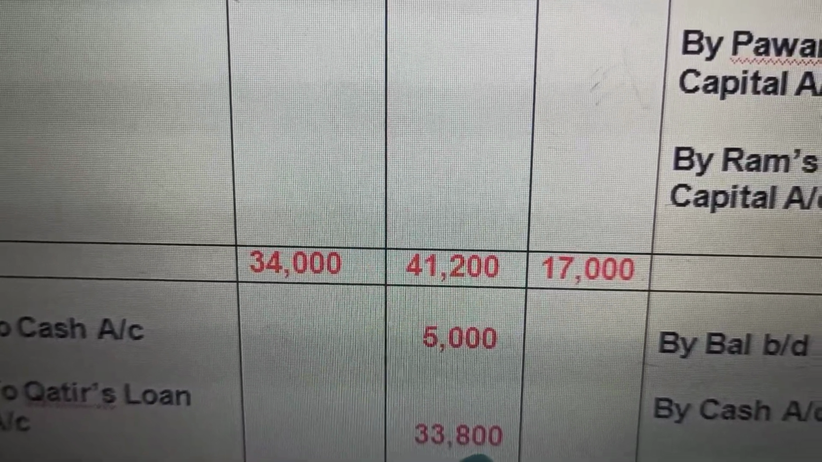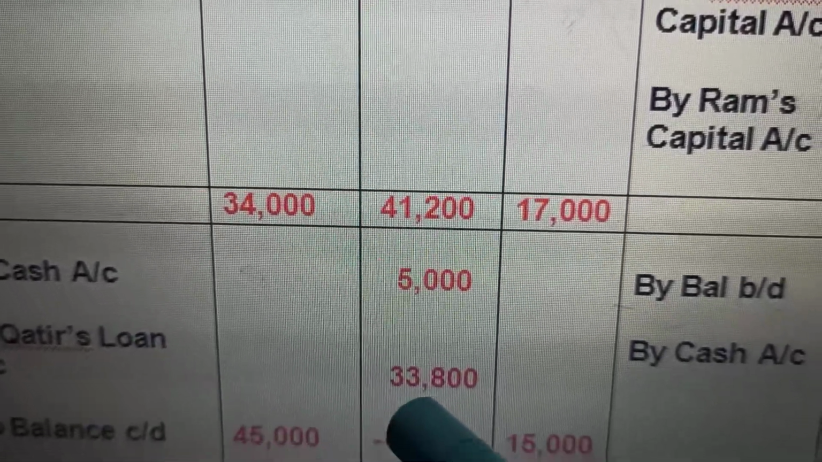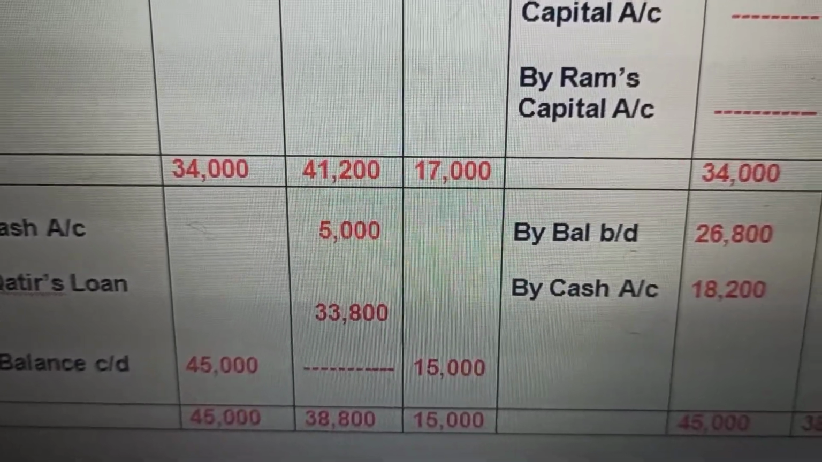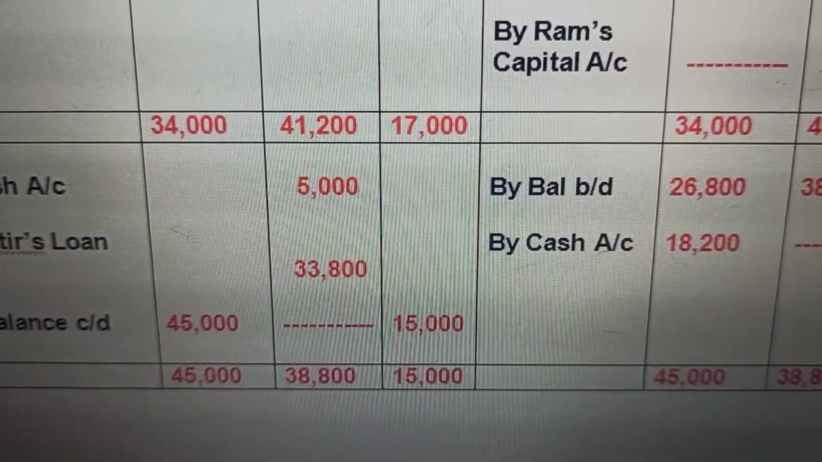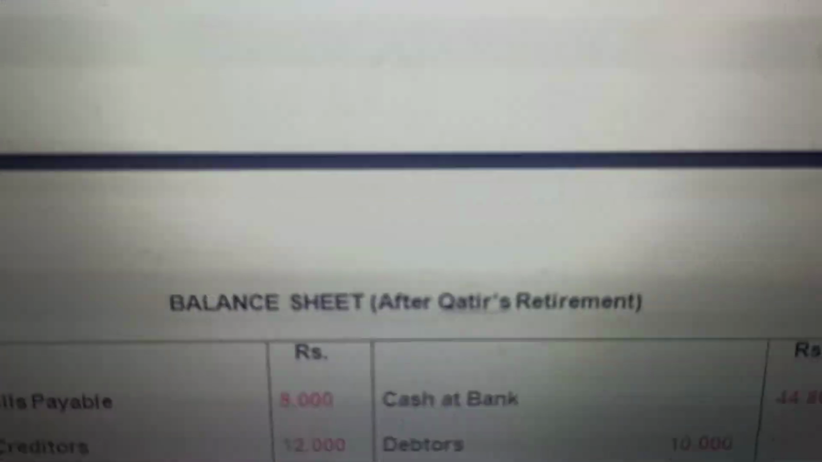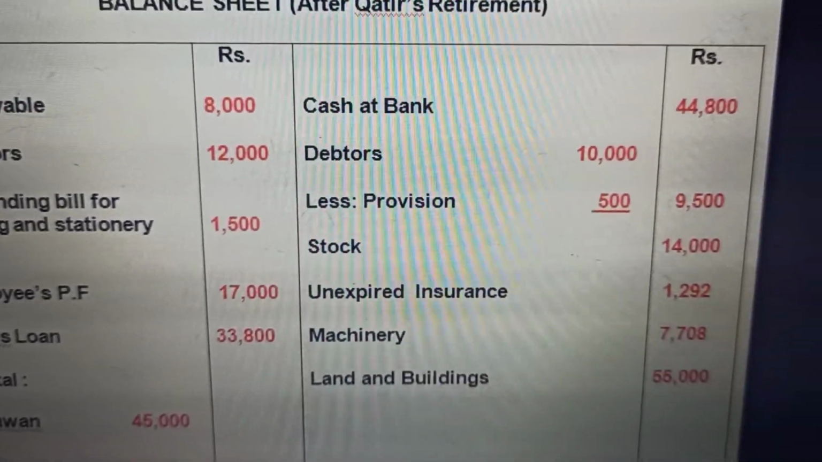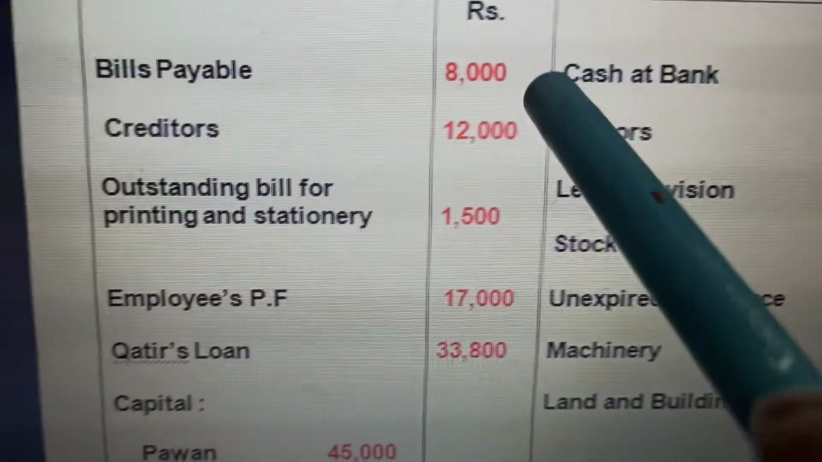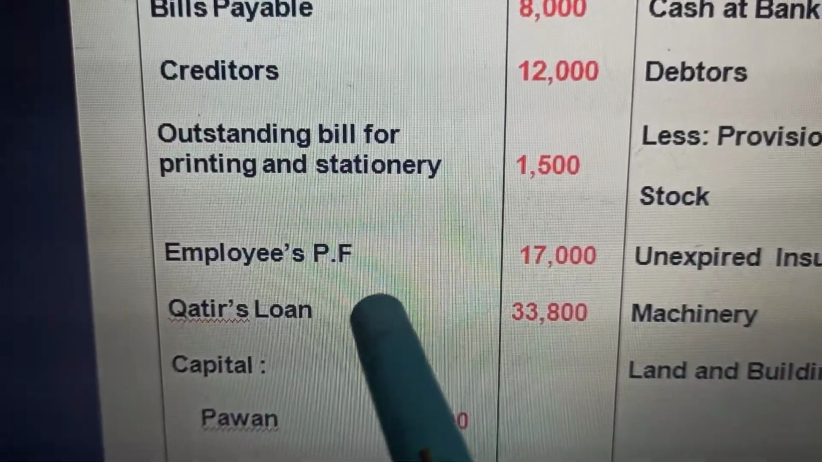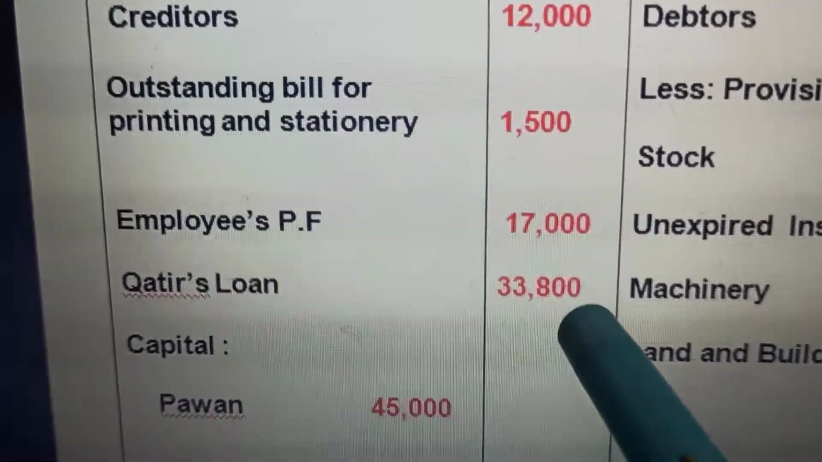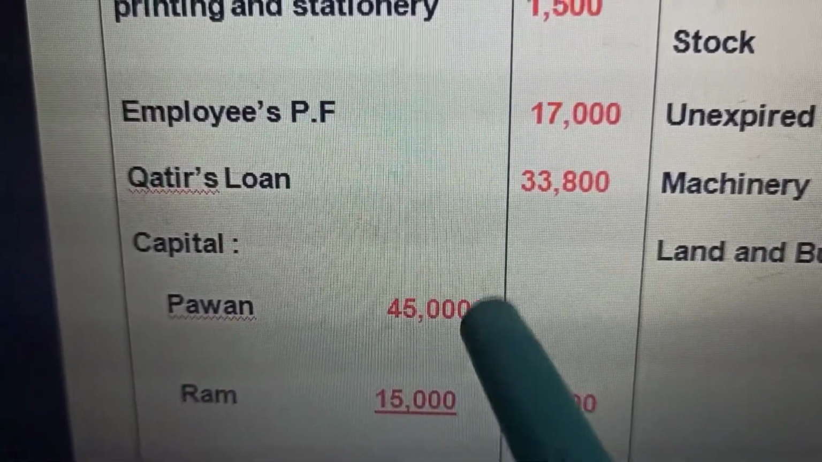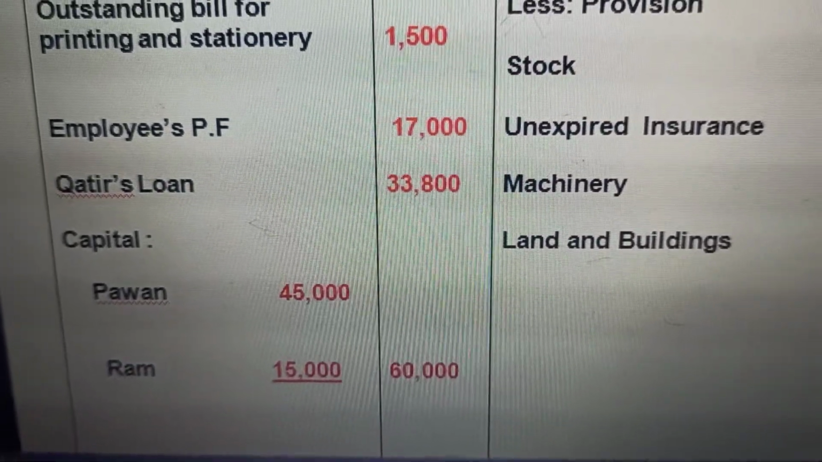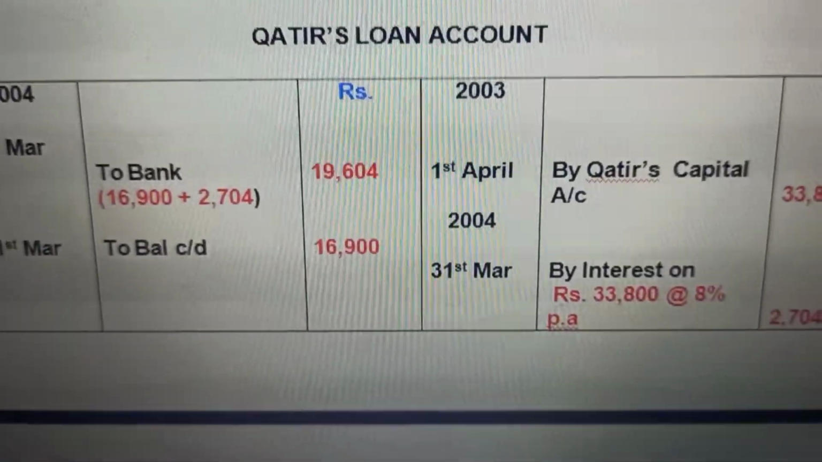Now, the new thing that comes in this question is how this loan account will be cleared. Let us proceed to clearing of the loan account. This is the balance sheet: cash at bank, debtors, provision, unexpired insurance. The updations have been done. Katir's loan account stands at 33,500, and the remaining partners' capitals are 45,000 and 15,000 respectively, as stated in the question. Now the question concerns the loan account of the retiring partner.